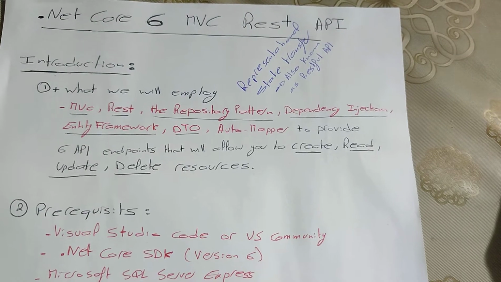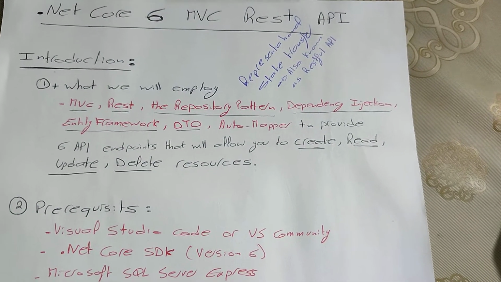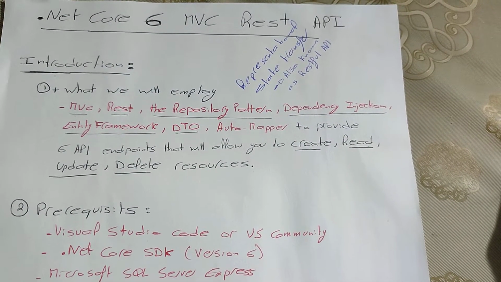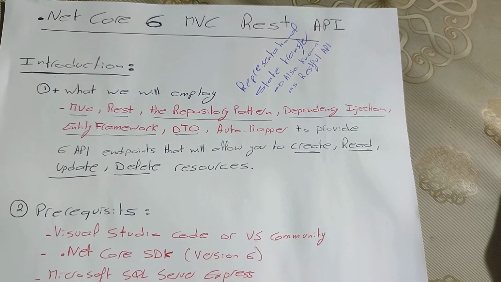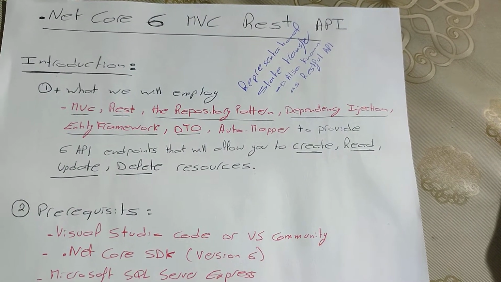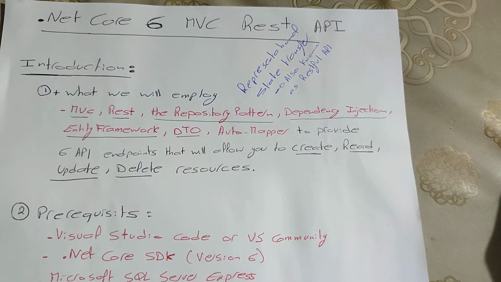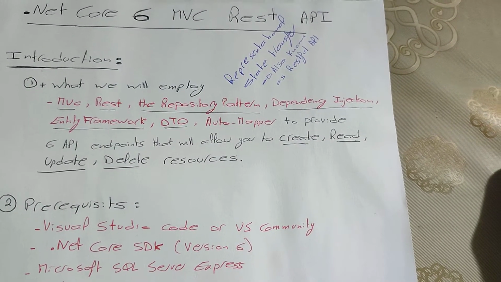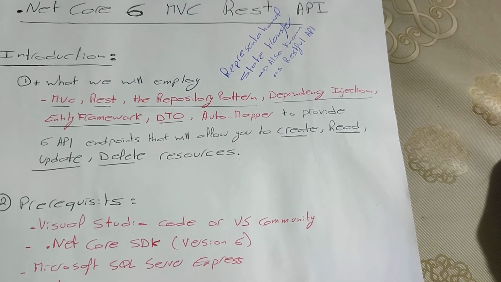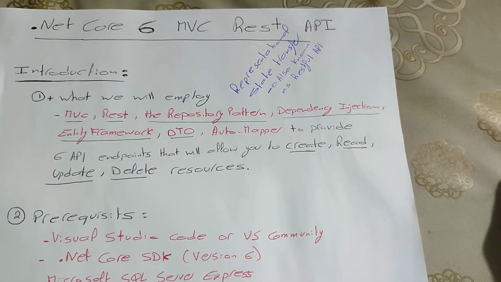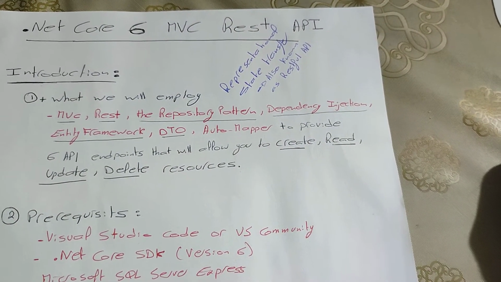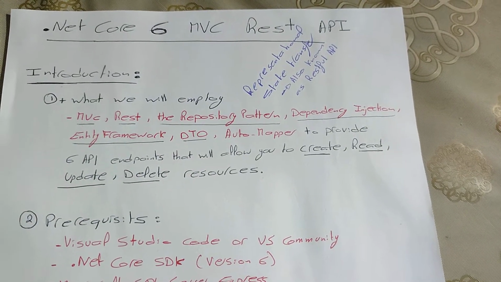We have REST and we have the repository pattern, dependency injection, Entity Framework, DTOs, which stands for data transfer object, and finally AutoMapper. All of these are in order to provide 6 API endpoints that will allow you to create, read, update, and delete resources. So hopefully this is quite understandable.